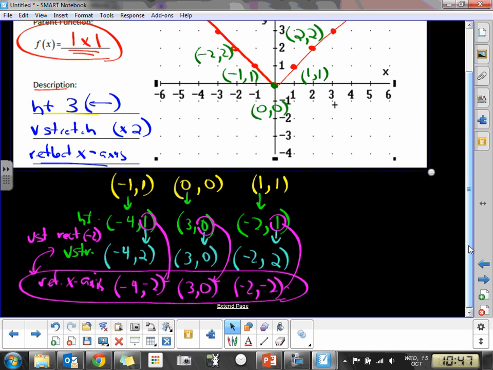So there are different approaches, but in the end, I want to make sure that I can graph these ordered pairs, which are negative 4, negative 2, 3, 0, negative 2, negative 2. And then since they're straight lines, all I need are 2 points to create the graph. And now I have my new transformed absolute value graph.